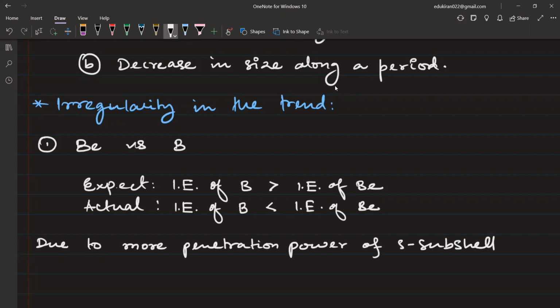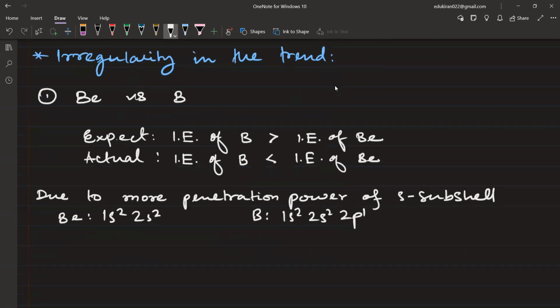You see here, if I write the electronic configuration of beryllium, let us write first. Beryllium has the electronic configuration 1s2, 2s2. Boron has the electronic configuration of 1s2, 2s2, and 2p1. Now the increase in atomic number is just of 1 unit, right? But right now, there is a significant change: we have the last electron in the s subshell, which is very near to the nucleus. Now in boron, we have the electron in the p subshell, which is further away from the nucleus. Since s electrons are nearer, it will require higher energy.